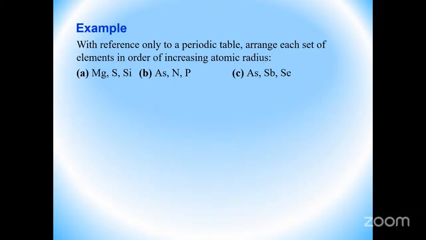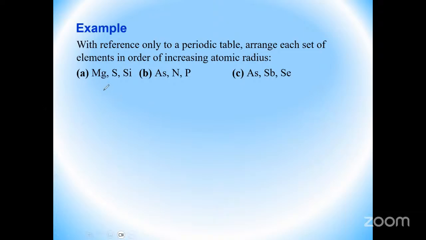Okay, so let's look at this example. It says, with reference only to a periodic table, arrange the following set of elements in order of increasing atomic radius, right? So this question is asking for you to order them in terms of increasing atomic radius, meaning that you're starting from the smallest to the largest, all right? From the smallest to the largest. So based on the positions of the elements indicated in each case, let's start off with A.